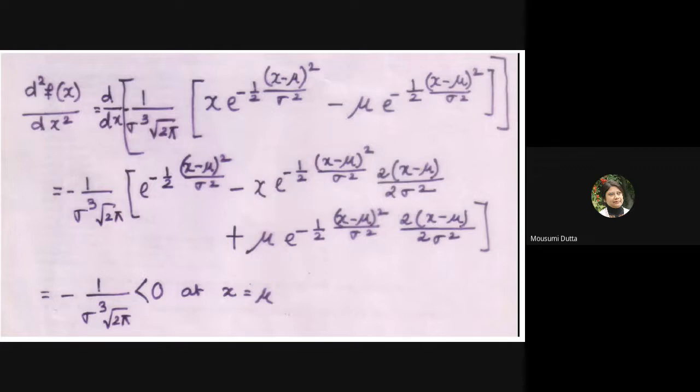If you can complete at the end, please write down. Thus, or therefore, f(x) is maximum at x is equal to mu. Therefore, f(x) is maximum at x is equal to mu.